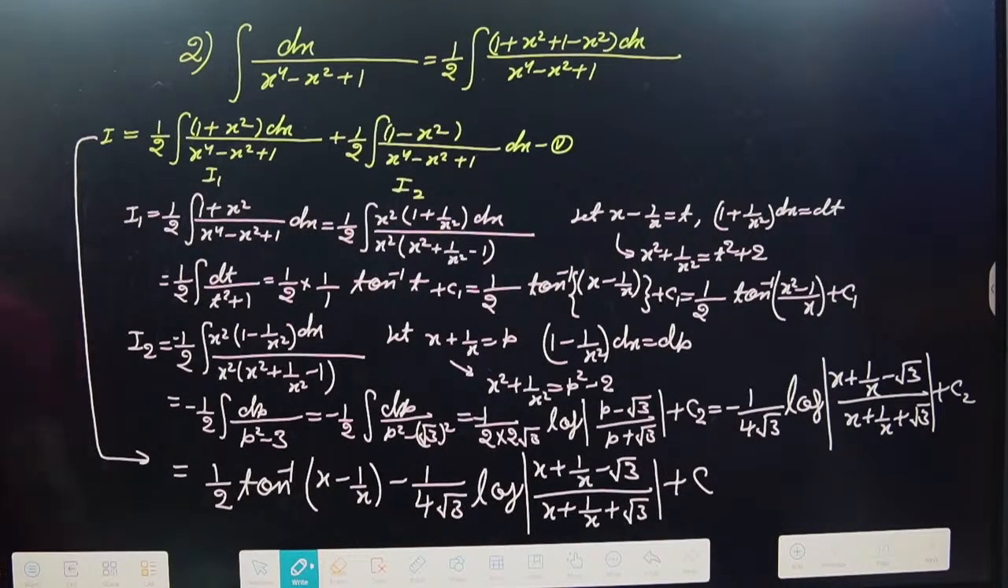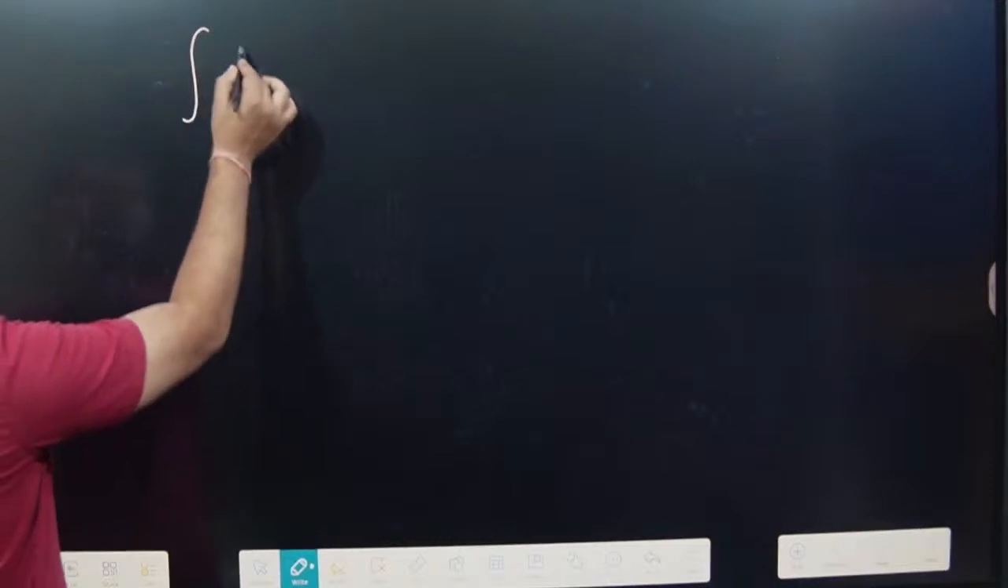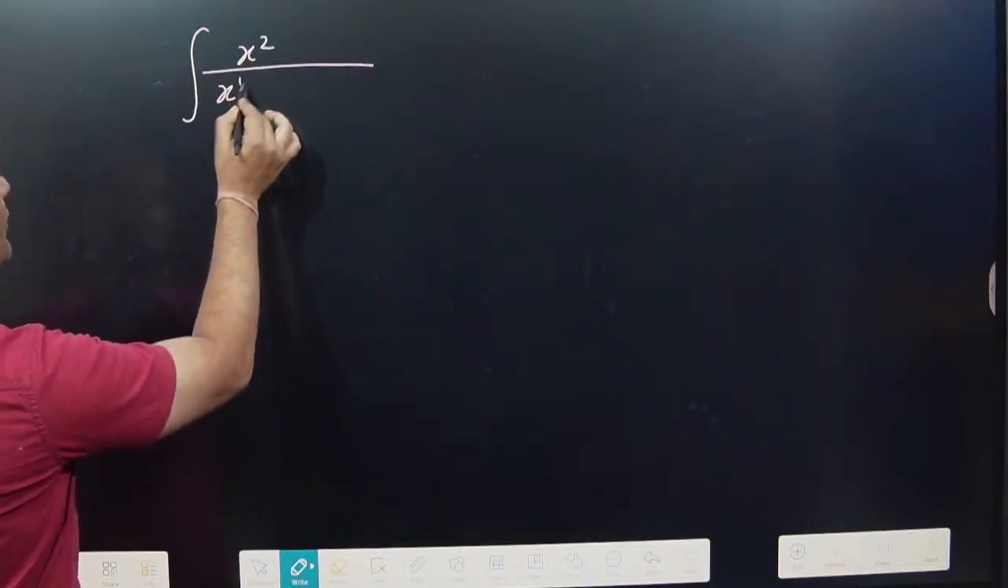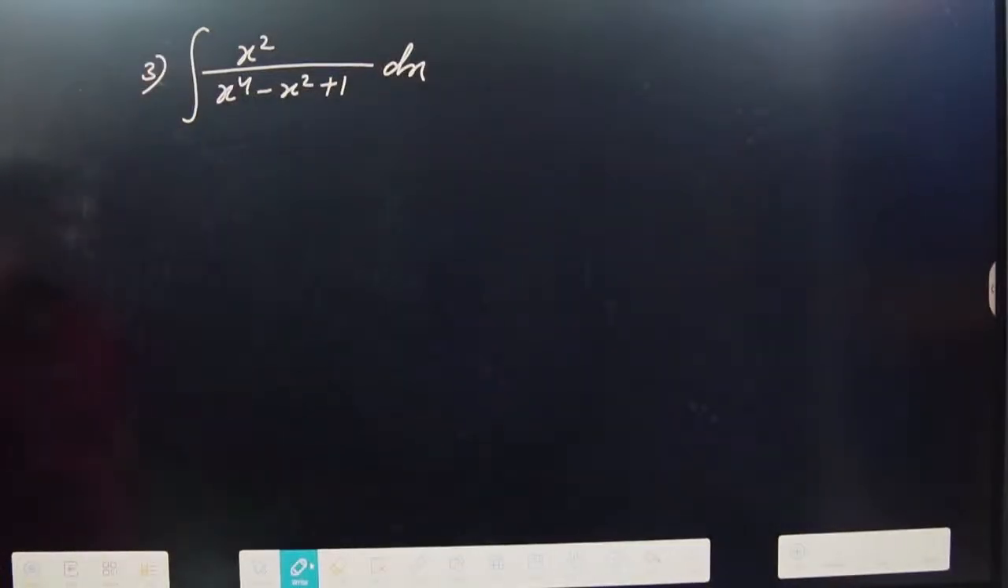Now we focus on the next problem. The integral of x square upon x to the power 4 minus x square plus 1 into dx. How can we solve it? That is question number 3. The integration of x square dx divided by x to the power 4 minus x square plus 1 is given. Then how can we solve this type of problem?